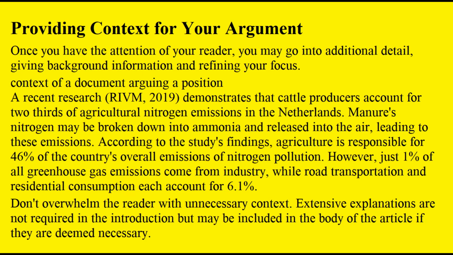A recent study, RIVM, 2019, demonstrates that cattle producers account for 2/3 of agricultural nitrogen emissions in the Netherlands. Manure's nitrogen may be broken down into ammonia and released into the air, leading to these emissions. According to the study's findings, agriculture is responsible for 46% of the country's overall emissions of nitrogen pollution. However, just 1% of all greenhouse gas emissions come from industry, while road transportation and residential consumption each account for 6.1%.